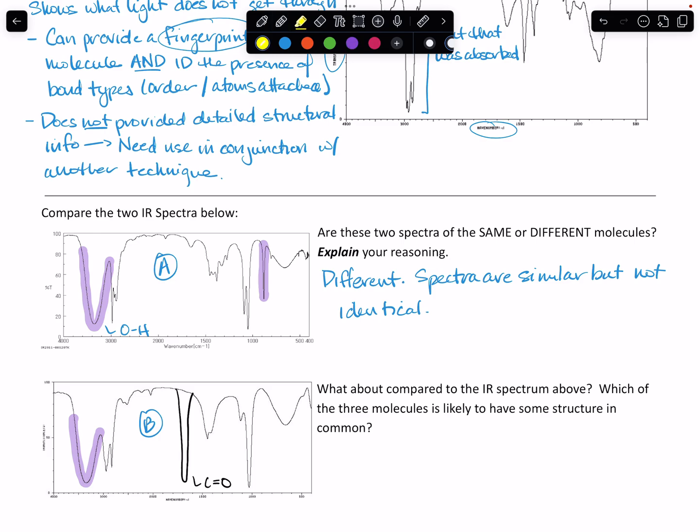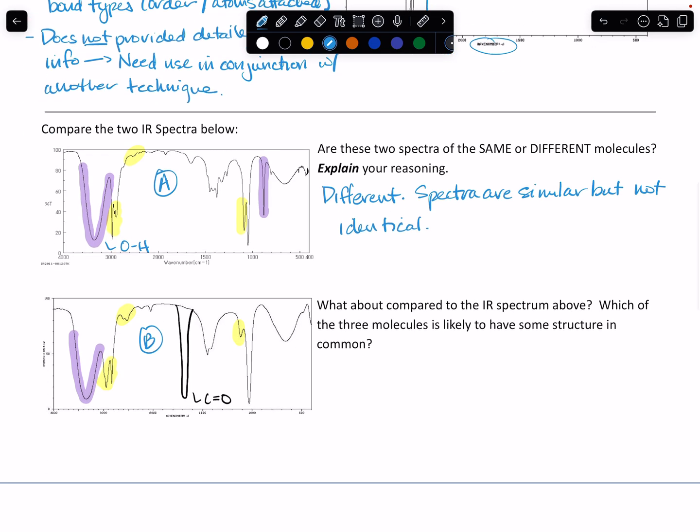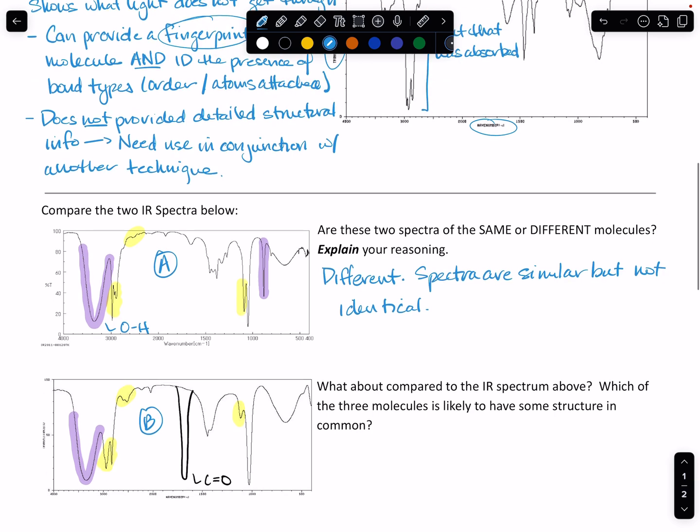In particular, there's clearly something going on right here that is not present down here. There's also something here that is little, but not quite the same. There's also some differences here and here. So there are some similarities, but it is clearly not the same molecule. They would have identical IR spectra, and they do not. What about compared to the IR spectrum above? Let's call this C. Which of the three molecules is likely to have some structure in common?